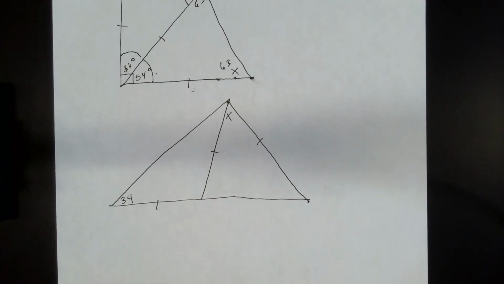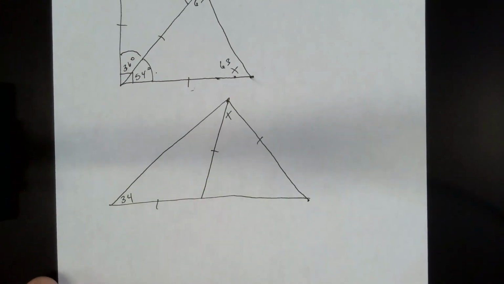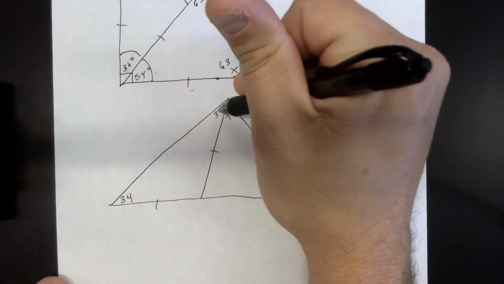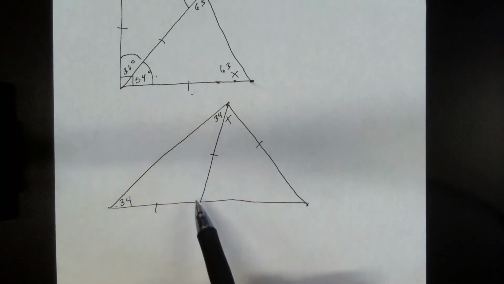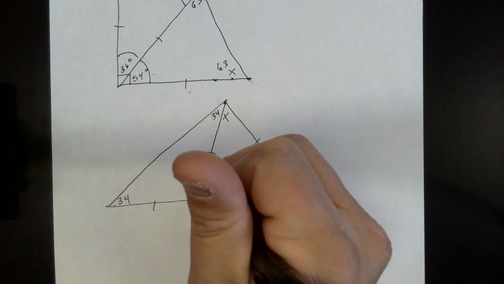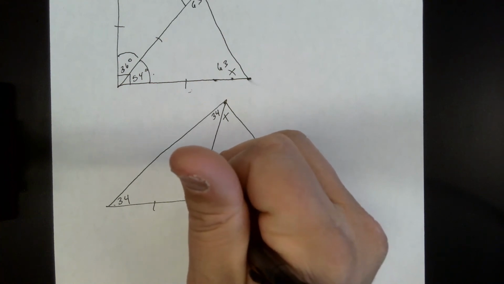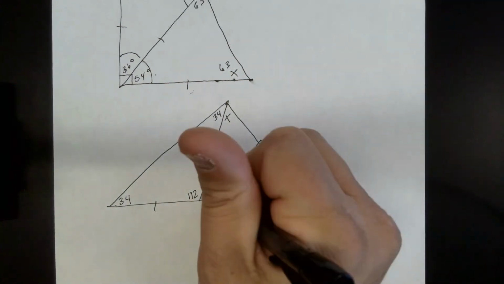Which one? So if we know this is 34, do we know anything else? Yeah, the one up next to X is 34. Okay, but that doesn't help us find X yet, right? Because you have to add those things. Okay, so we have to add these together and subtract them from 180. Is it 110? No, it's not 110. It's 112. So we know that's 112.